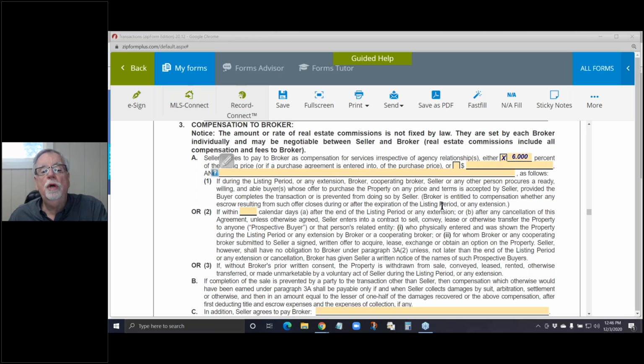So I have a question. Is there a difference between dual and variable? The answer is not really. It means the same thing here. It varies, and there's more than one commission amount.